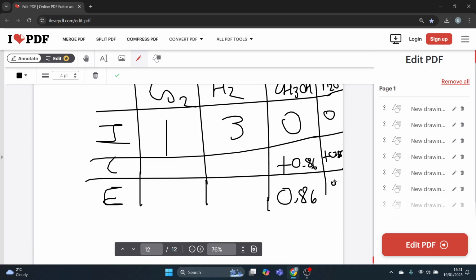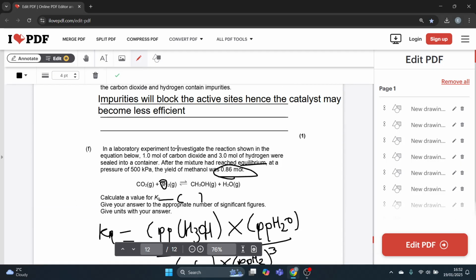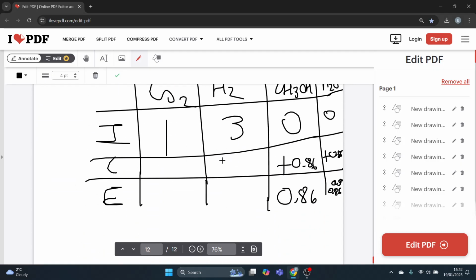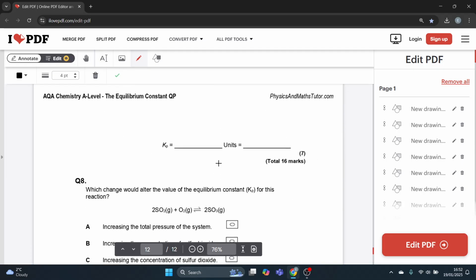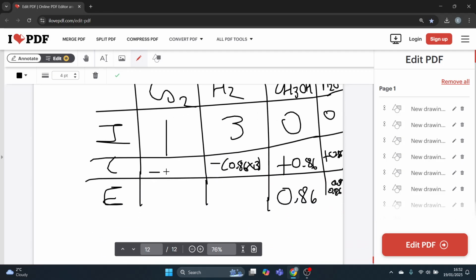And because I'm adding equilibrium moles in this case on the right hand side, on the left hand side, remember it's at equilibrium, I'm going to do the opposite. I'm going to decrease it. So with hydrogen, I've got 3 moles, so I need to minus 0.86 times by 3, whereas with carbon dioxide, I've only got 1 mole, so I can just minus 0.86. So 0.14. No, 0.42. This is the equilibrium moles.